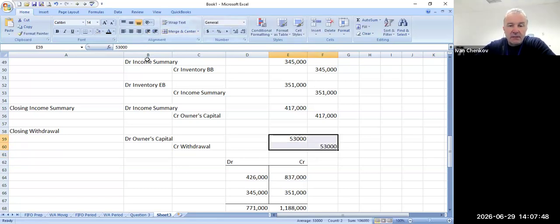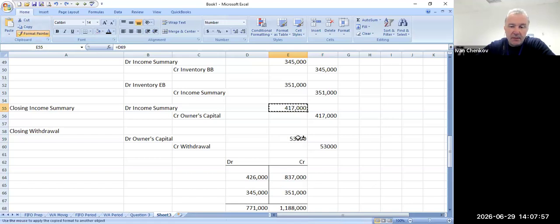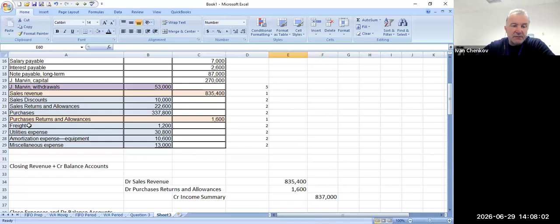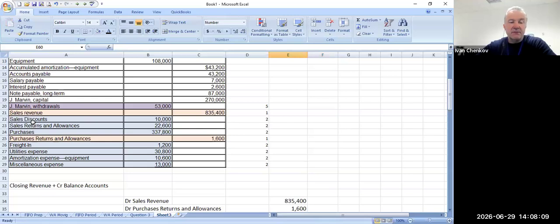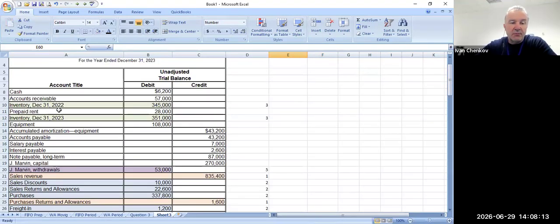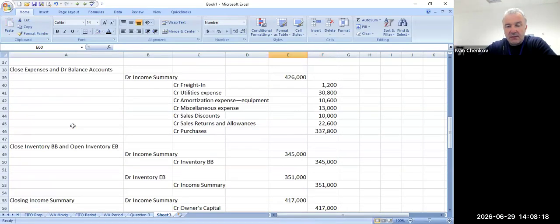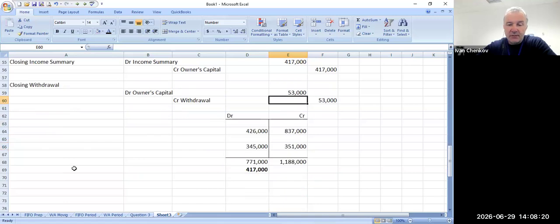And that's how we close a company that's running the periodic system, not perpetual, periodic system. Now the perpetual system will be way easier because in the perpetual system, we don't see freight in, purchases, or purchase return allowances. We're just going to see the sales discount and sales return. That's all. And we don't have to open and close the inventory balance. That's why I prefer to show you this one.